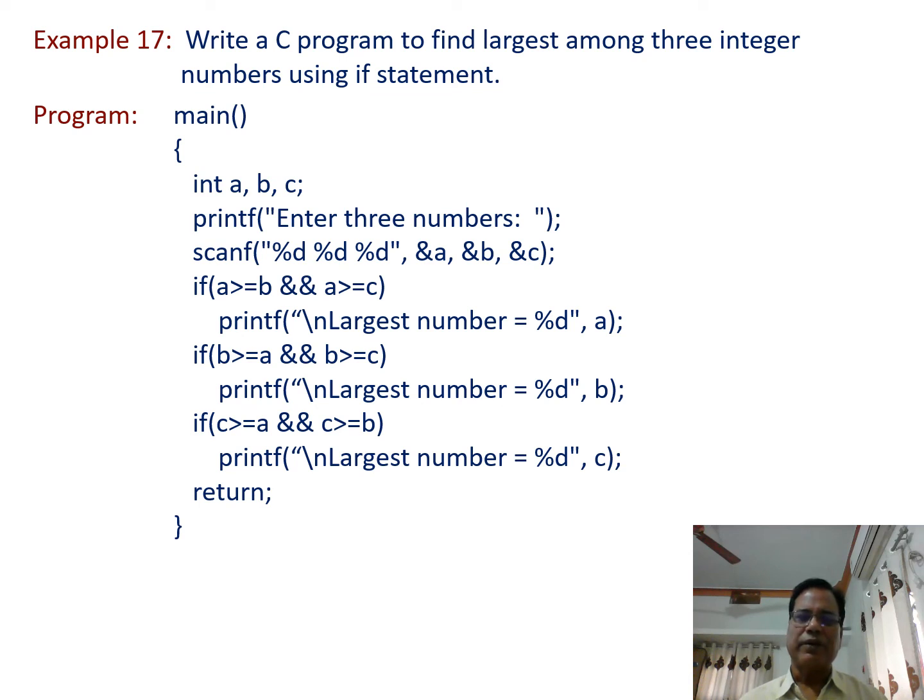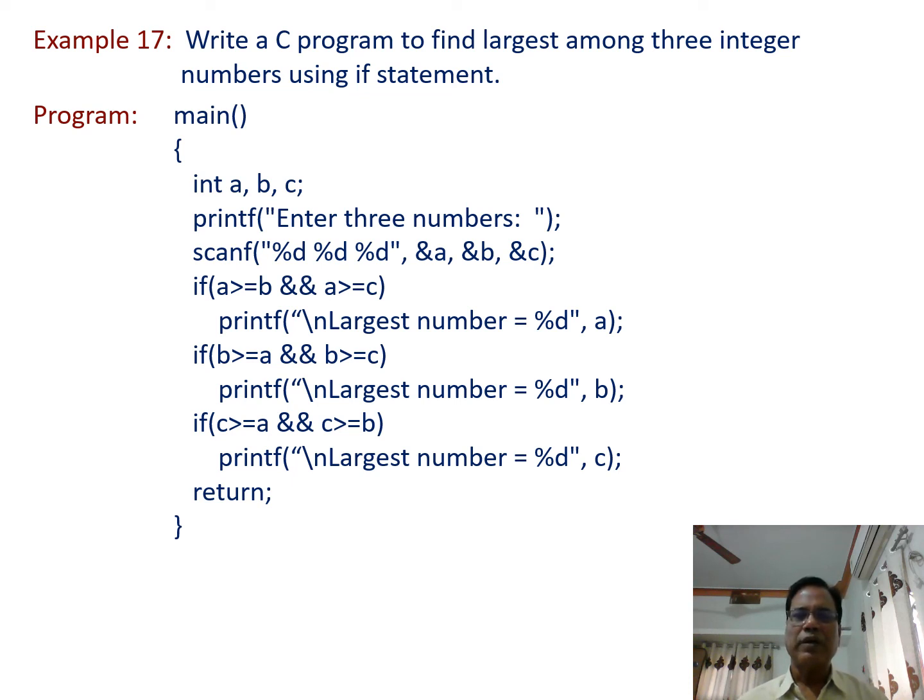If this condition is false, then another if statement is written. In that if statement, variable b is compared with variables a and c. If b is greater than or equal to a and b is greater than or equal to c, then these two conditions are true. When these two conditions are true, the AND logic combines them and the final condition is going to be true. So naturally b is the largest one, and that is printed using the printf statement.